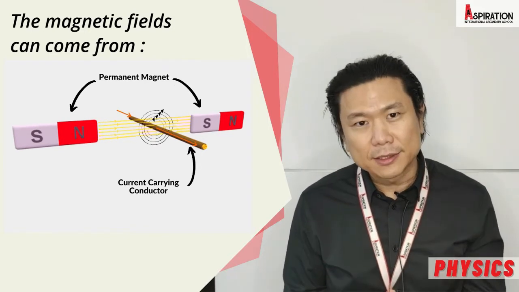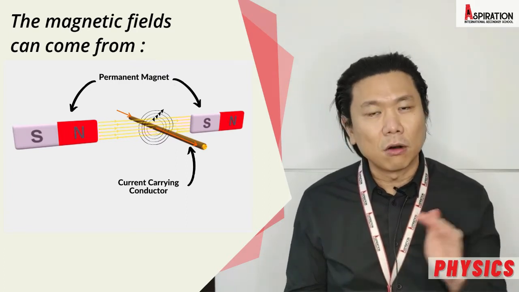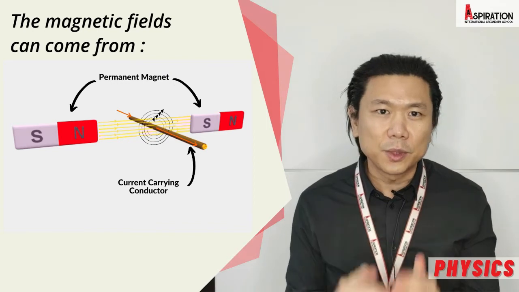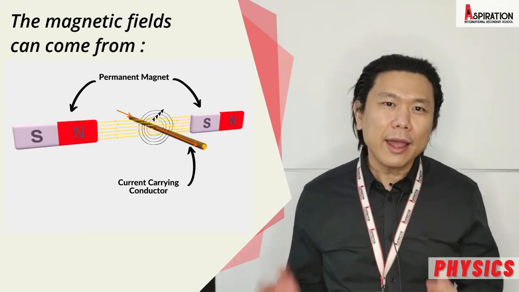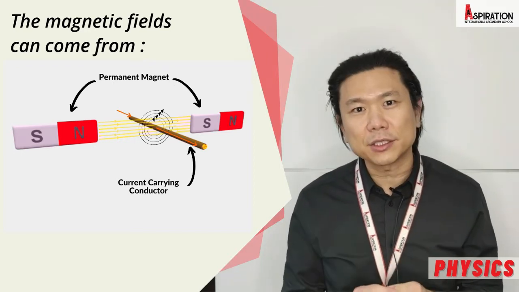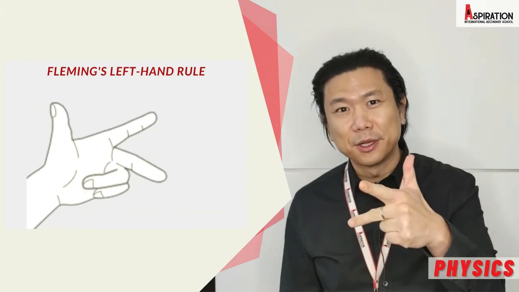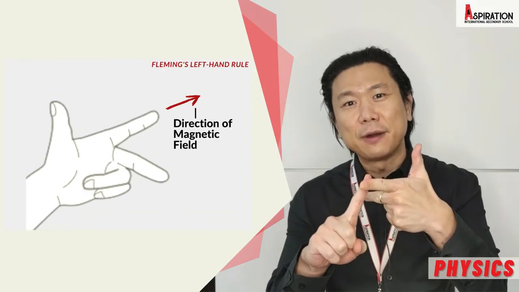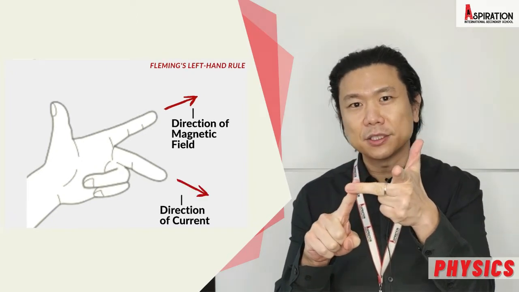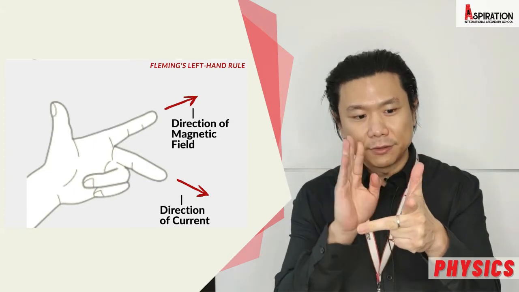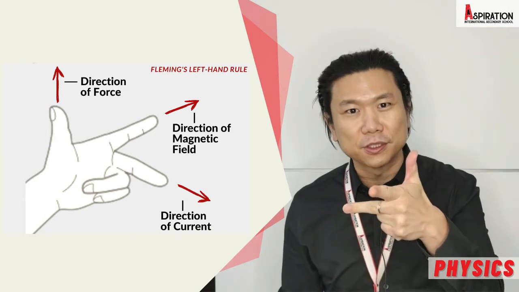When the magnetic fields of the permanent magnet and the current carrying conductor overlap in the same region, we get an induced force. The induced force acts on the conductor and the direction of the force is according to Fleming's left-hand rule, whereby the index finger represents the direction of the magnetic field, the middle finger represents the direction of the current, and finally the resulting direction of the thumb is the direction of the induced force.